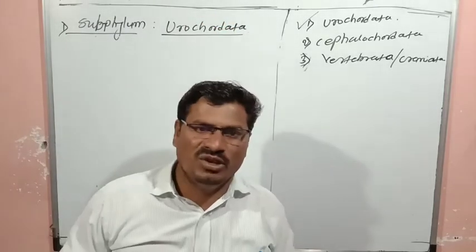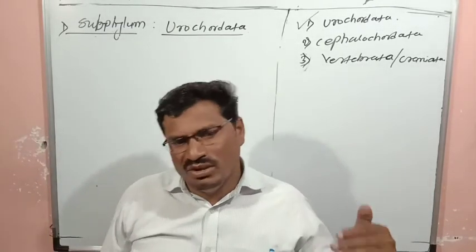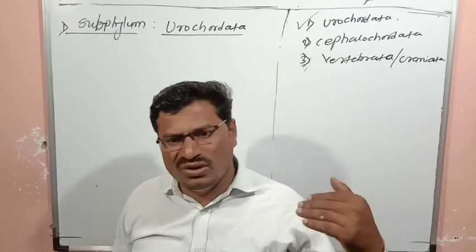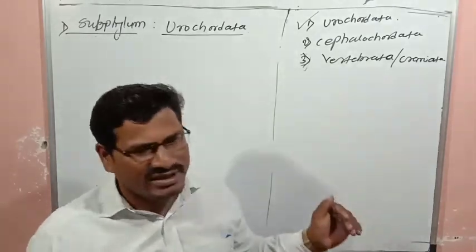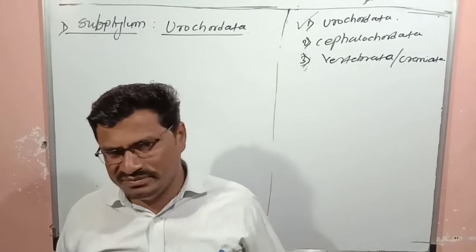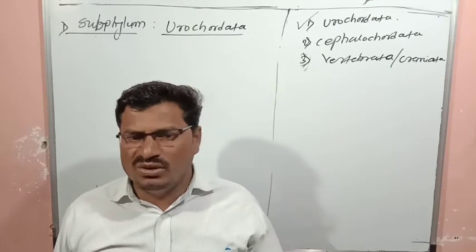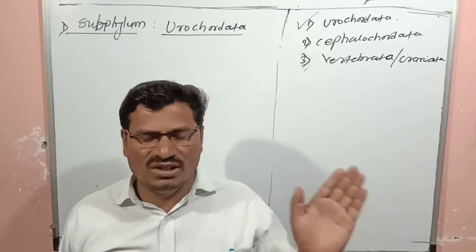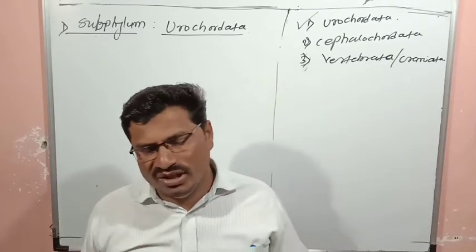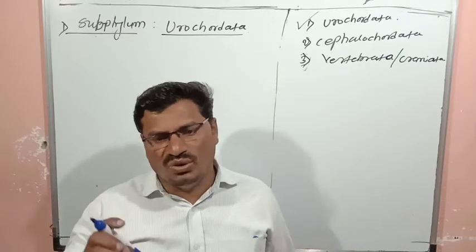What are the characteristics of Urochordata? First thing is that these are marine water animals. Body is covered with a skin-like test, or you can say tunic. Then larvae of these animals are freely swimming. Notochord is present in the tail region, so it is called Urochordata. Larvae of these animals are free living, and notochord is present in the tail region. That's why it is called Urochordata.